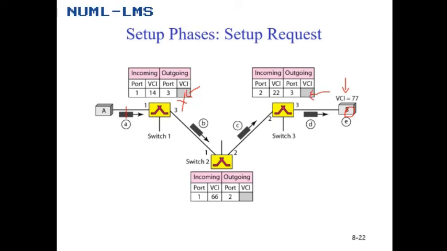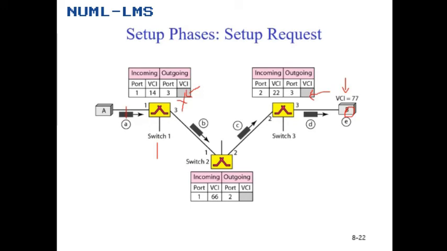So let's see how this works. We have 2 pictures, this picture and the next one. So let's talk about the setup phase. The setup request frame is sent from the source to the destination. Number 1, source A sends a setup frame to switch number 1. You can see here, this is switch number 1. Switch 1 receives the setup request frame. It knows that the frame is going from A to B, and goes out through port number 3.